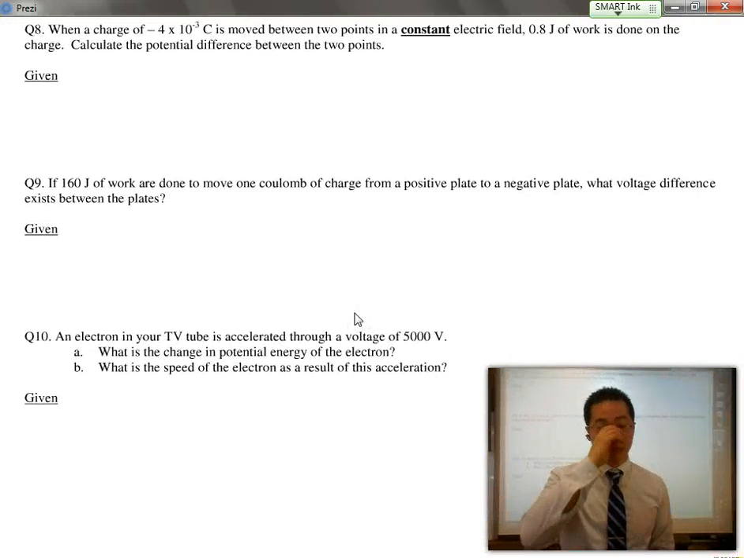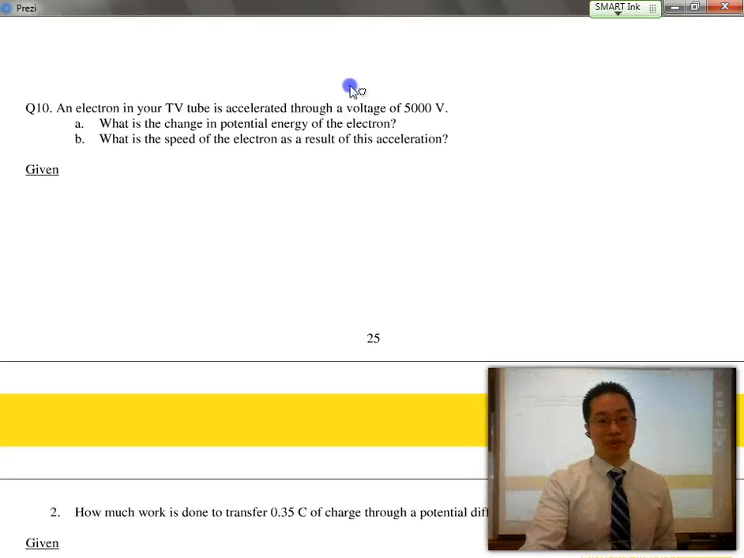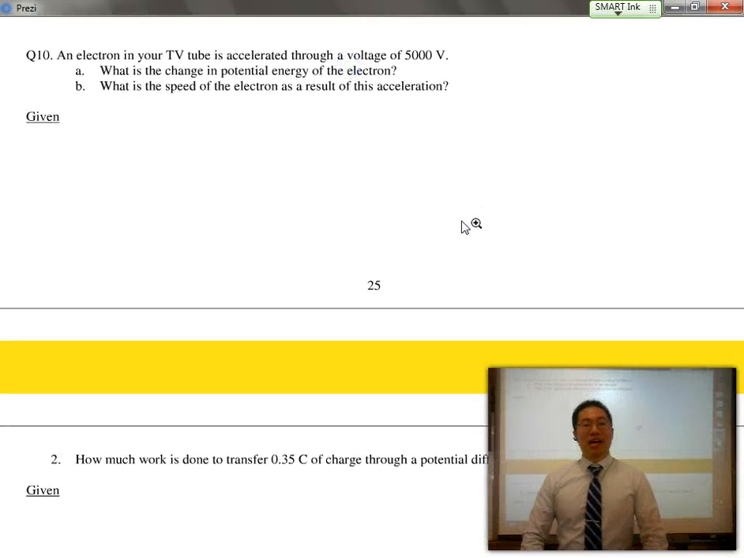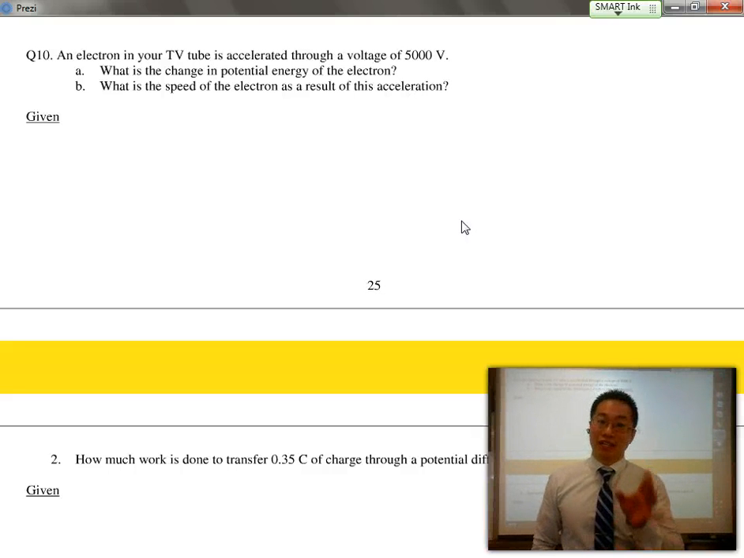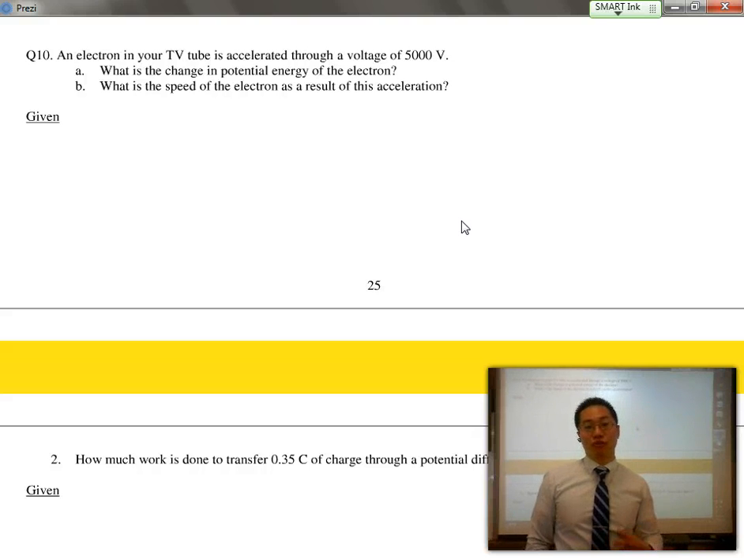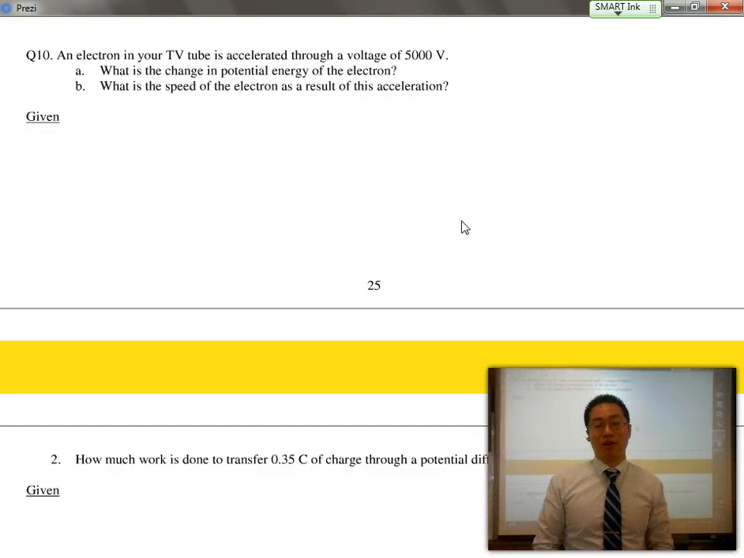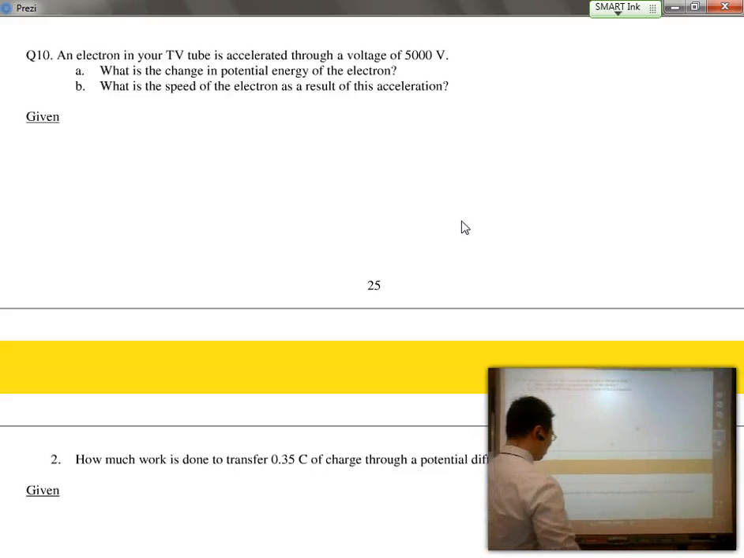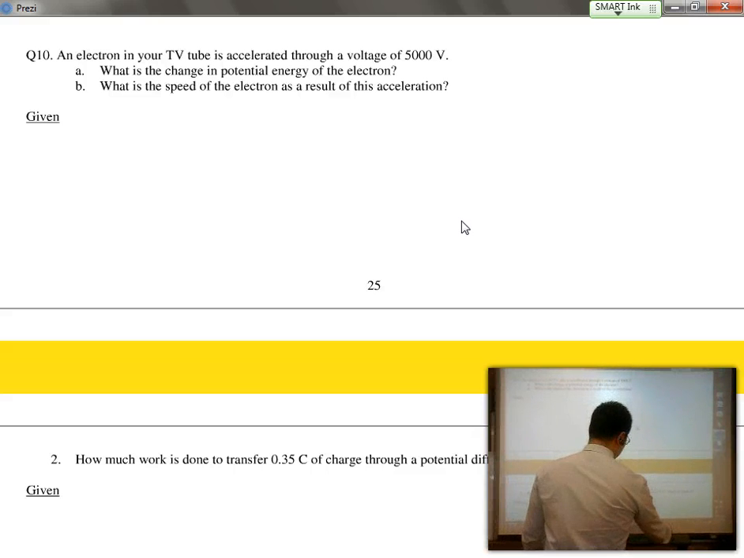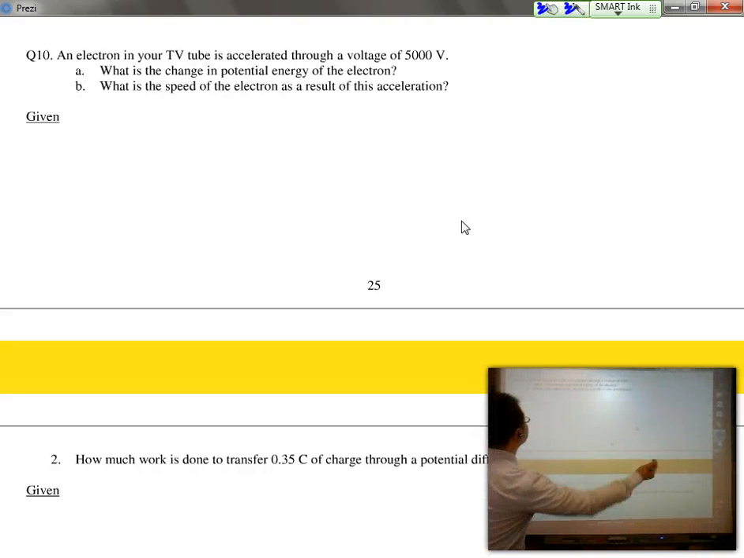Let's do one quick practice question. Actually, let's do question 10. This is a good question over here. An electron in your TV tube. Now, remember before I had spoken about the electron gun, which shoots an electron at your TV screen. Or not the flat screens of today, of course, but the big tubes from, I guess, 10, 15 years ago, actually. So in this case, what is the change in potential energy of the electron?